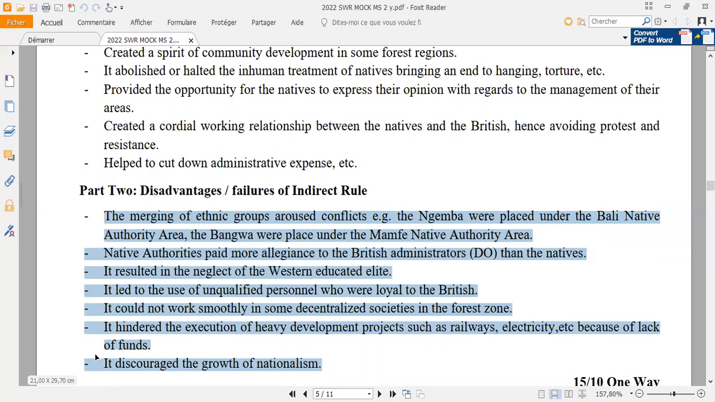It resulted in the neglect of the Western educated elite as they were ignored. It led to the use of unqualified personnel who were loyal to the British. It could not work smoothly in some decentralized societies in the forest region due to lack of centralized chiefs. It hindered the execution of heavy development projects such as railways and electricity because of lack of funds. It discouraged the rise of nationalism in southern Cameroon.